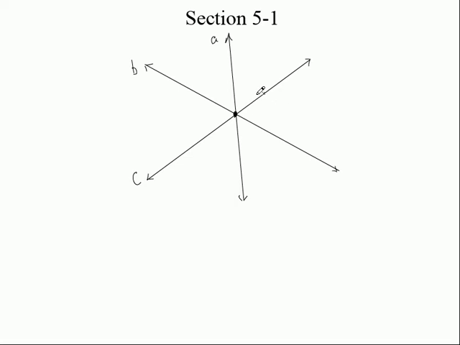Now, when we say we have three lines that intersect each other at a common point, we have a name for that, of course. We've got a name for everything, don't we? We call those concurrent lines.